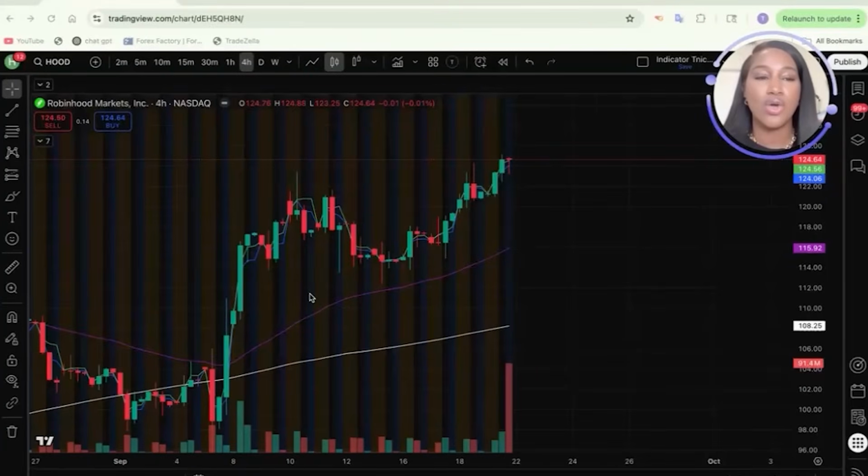All right, y'all, so let's go step by step of how to actually find these levels of support and resistance or support and resistance zones.